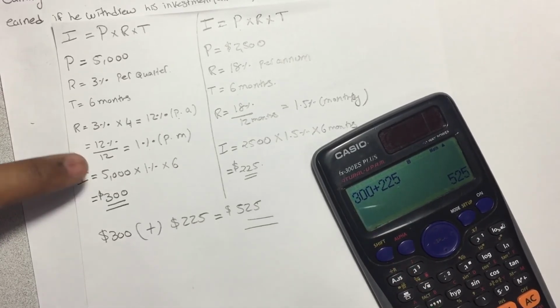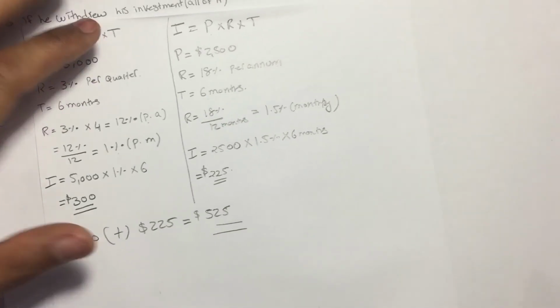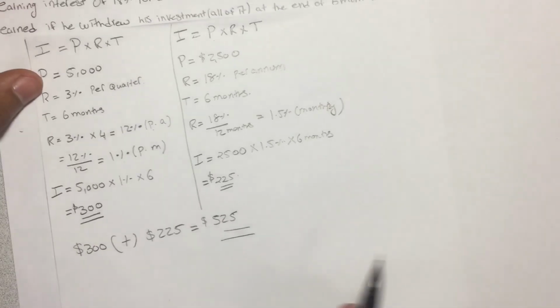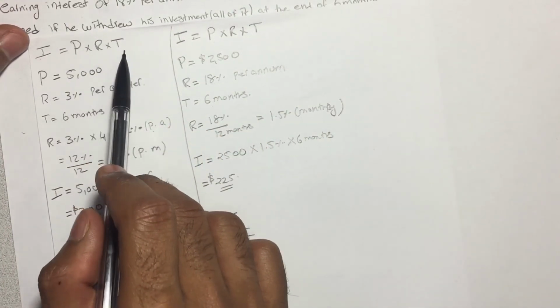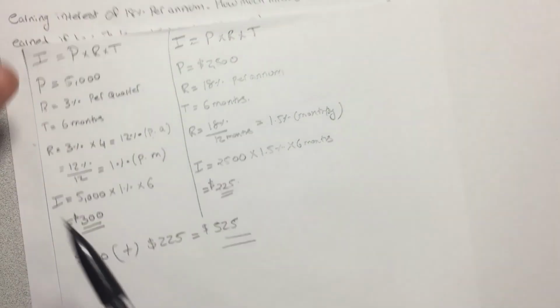$525. You could also check out my other video for an understanding of how this formula works, I equals PRT, if you need a better understanding of the basic concept.